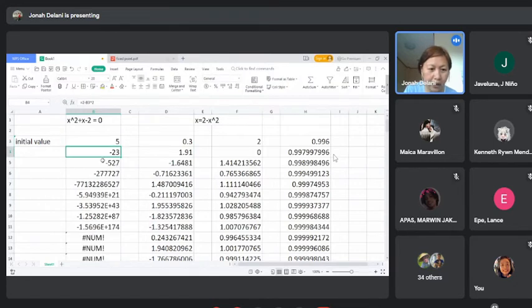It still diverges. I saw the number. So, if I cannot find it using a different initial value and it still diverges, then I might need to change my fixed point equation. Right? There is another fixed point equation.